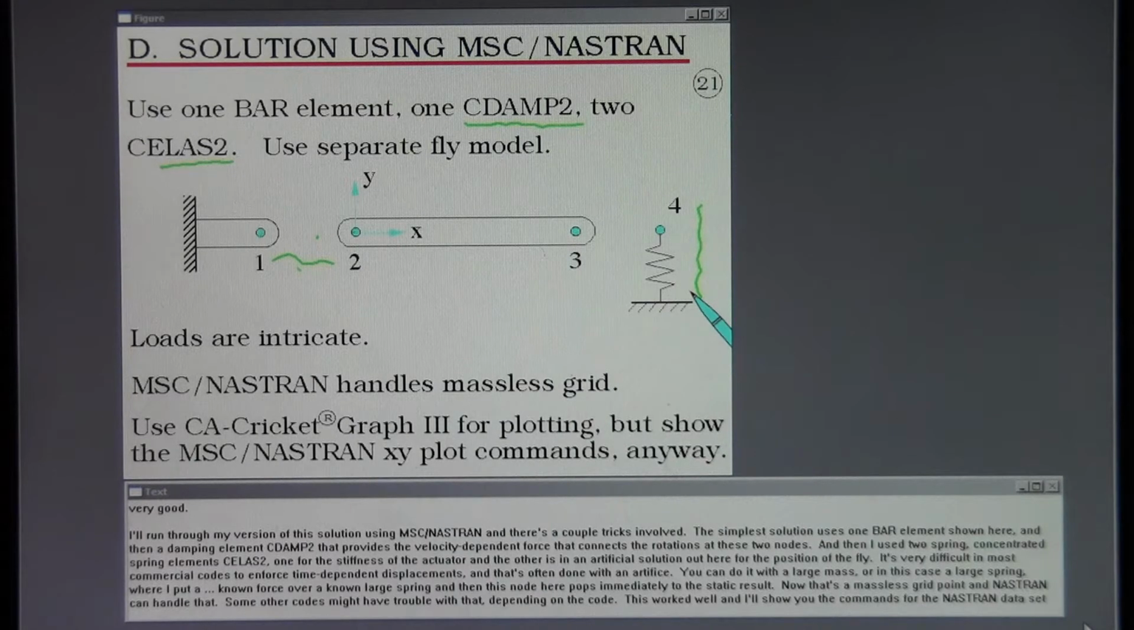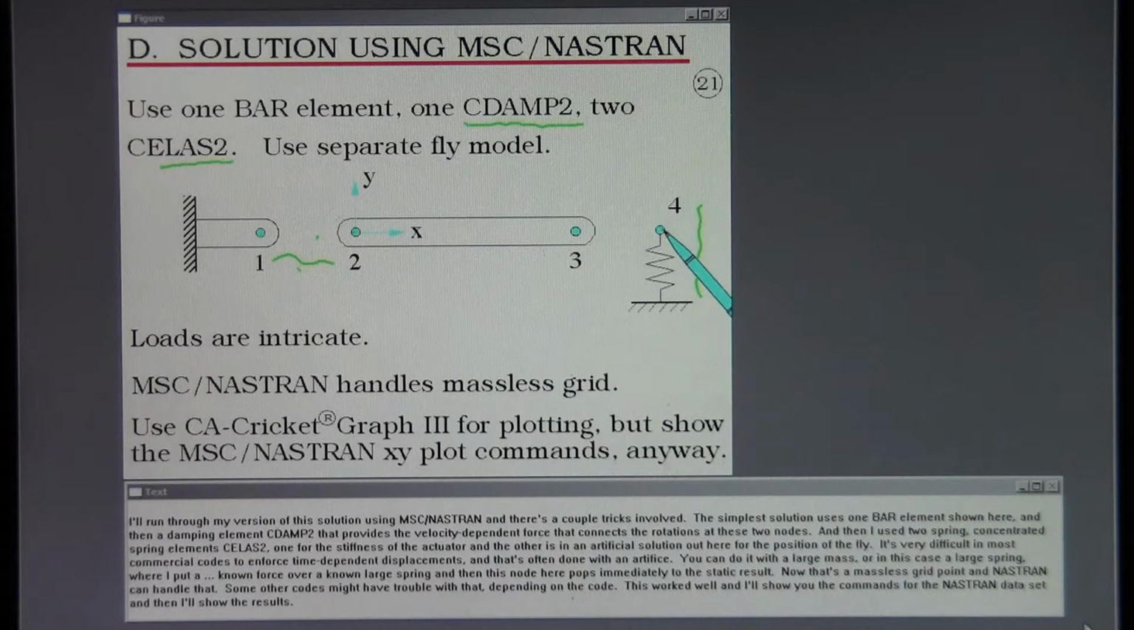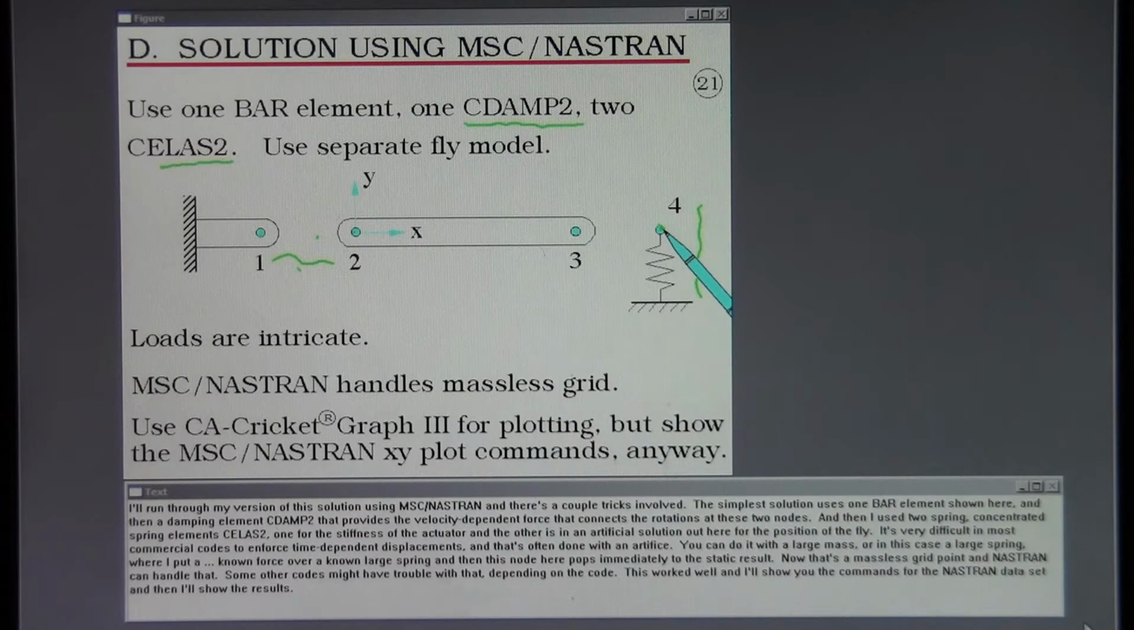It's very difficult in most commercial codes to enforce time-dependent displacements, and that's often done with an artifice. You can do it with a large mass, or in this case a large spring, where I put a known force over a known large spring, and then this node here pops immediately to the static result. Now that's a massless grid point, and NASTRAN can handle that. Some other codes might have trouble with that, depending on the code. This worked well, and I'll show you the commands for the NASTRAN data set, and then I'll show the results.